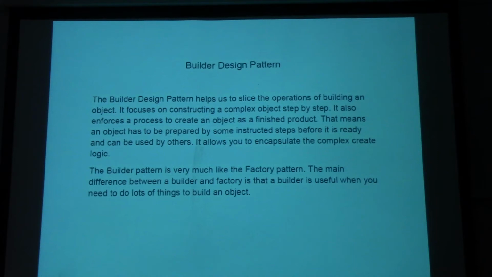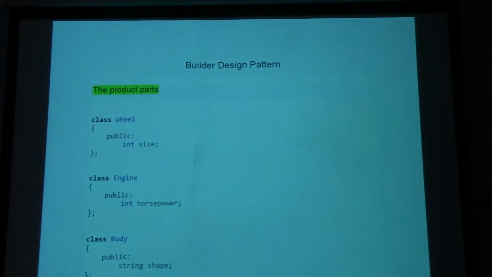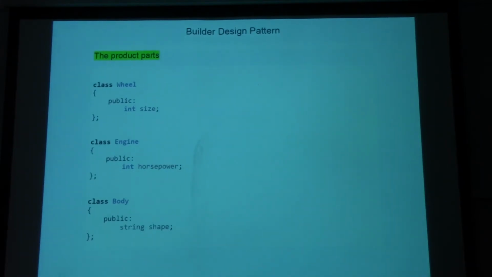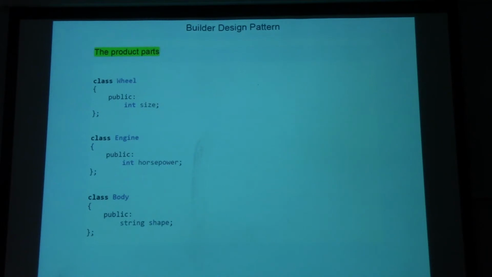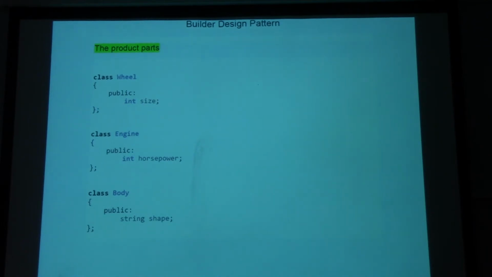Okay? So the builder pattern is going to be very much like the factory pattern, which we're going to look at next. The main difference between the builder pattern and the factory pattern is that the builder is useful when you need to do a lot of things to build an object, whereas the factory pattern is relatively straightforward in what you're doing. Okay, so let's take a look at some classes. So we have a class wheel, a class engine, and a class body. So we're going to create three classes, wheel, engine, and body.